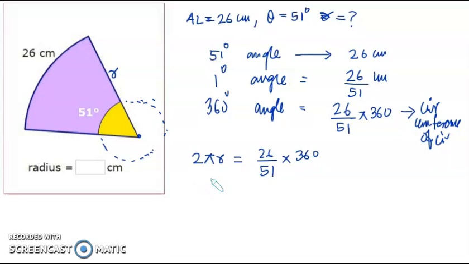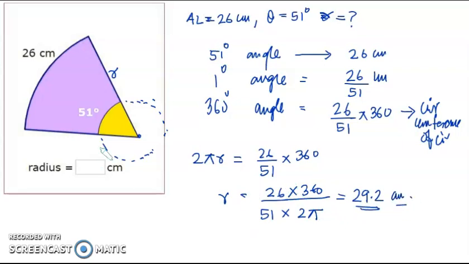So r is equal to what? 26 by 51 times 360 divided by 2 times pi, which is the value of r, and on solving it on the calculator we will get the value of r. So r is 29.2 centimeter, which we got in the previous case also. So 29.2 centimeter is the answer. Hope this explanation was clear.